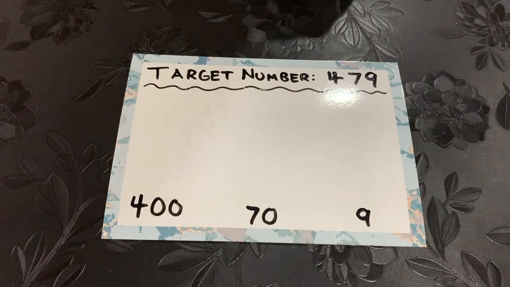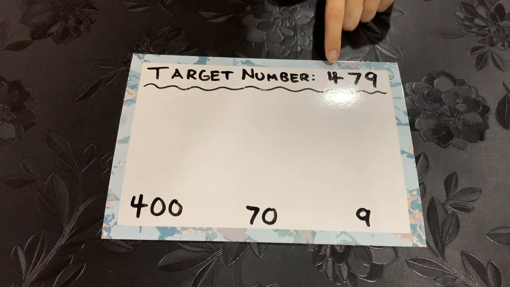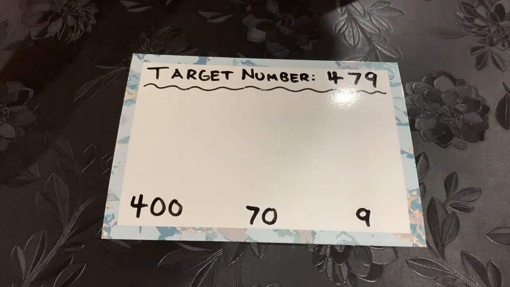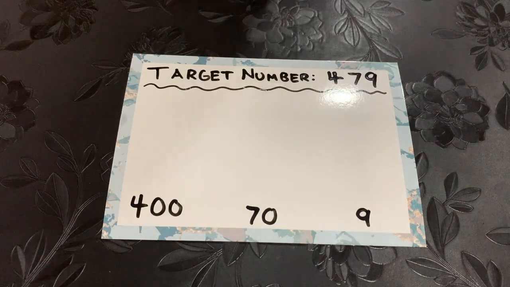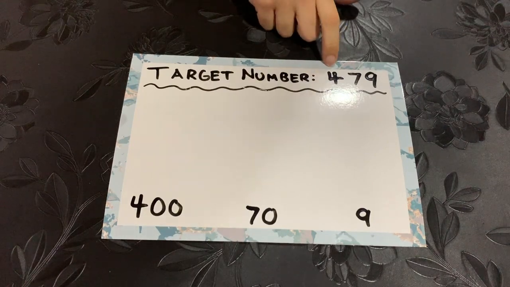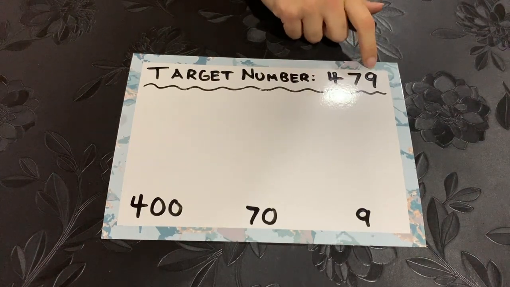Okay, so that was our first one. Now we're going to move on to a second number. My number now is 479. So just like the other one, we're going to start off in the most simple way, and we're going to partition it into 400, 70, and 9.